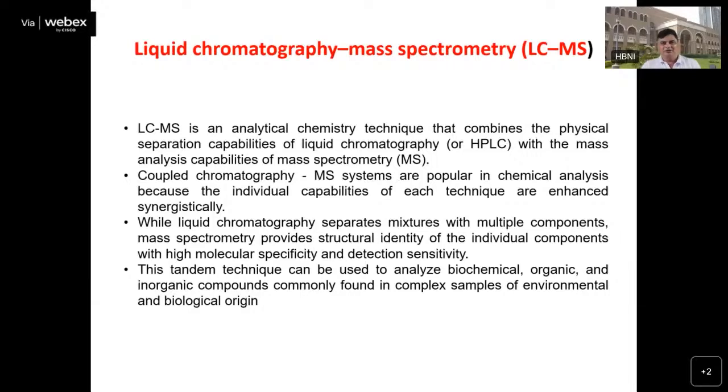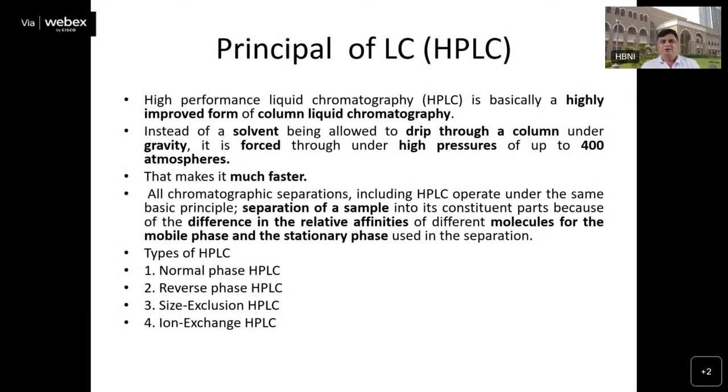Again in this, the liquid chromatography separates mixtures with multiple components, and before feeding, these components are ionized and then fed into the mass spectrometer. The mass spectrometer then does the detection based on their m/z ratios. And these are the various kinds of HPLC or liquid chromatography: it can be normal phase, reverse phase, size exclusion, or ion exchange HPLC.